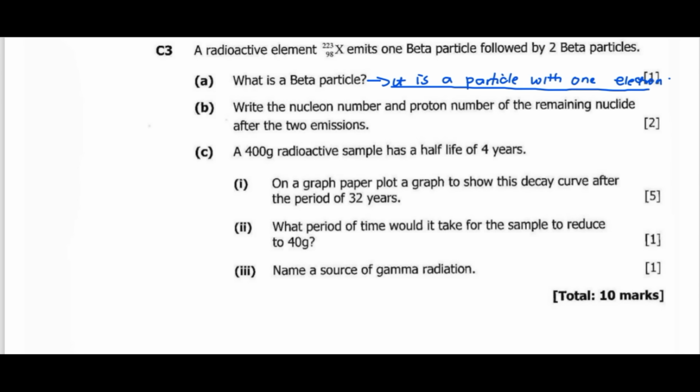Then write the nucleon number and proton number of the remaining nuclide after the 3 emissions. So the 3 emissions, we have the first one here. So let's look at the first one.